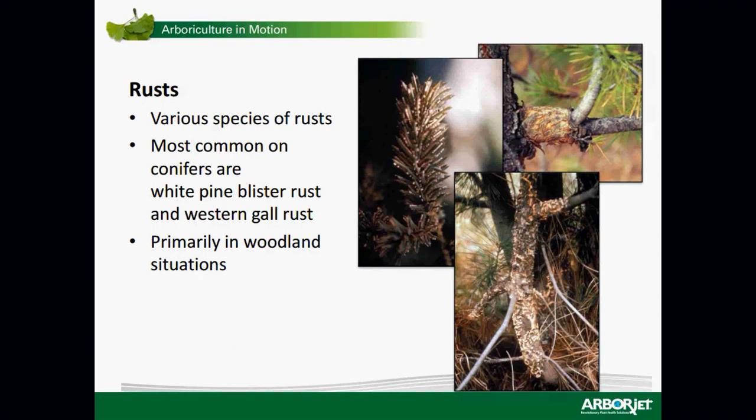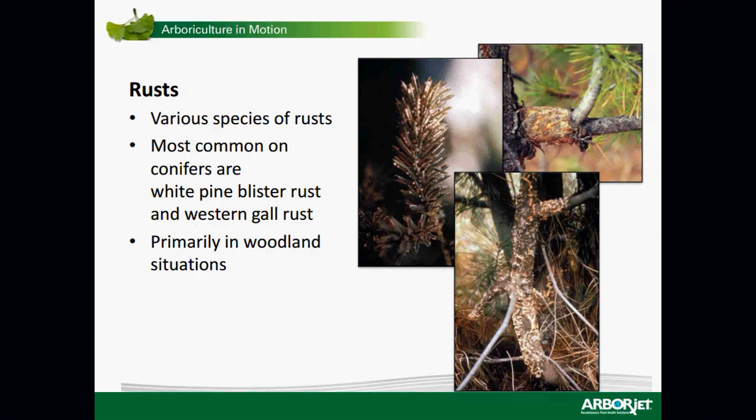Okay, rusts. Western gall rust is probably the most common one we see here. There's other ones, the white pine blister rust. But if you've ever looked into a pine tree and you've seen what looks like a cankerous growth on a branch, that is actually, for us mainly, the western gall rust. And what will end up happening is eventually that canker will surround the entire branch, girdle the branch, and the branch dies. This is actually spread very easily by spores.